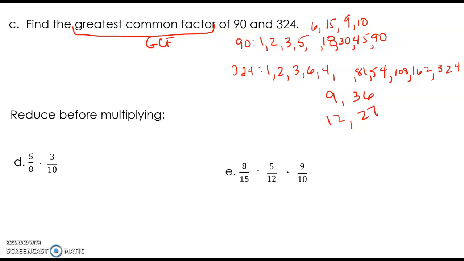13, no, 14, I don't know. 324 divided by 14 does not work. And 15 is not going to work. 16 might work.